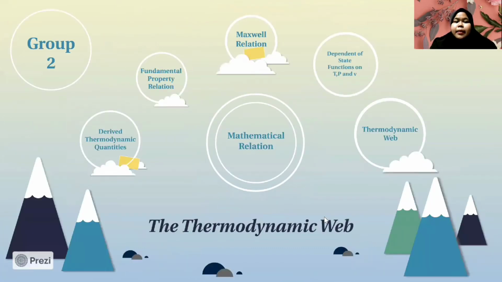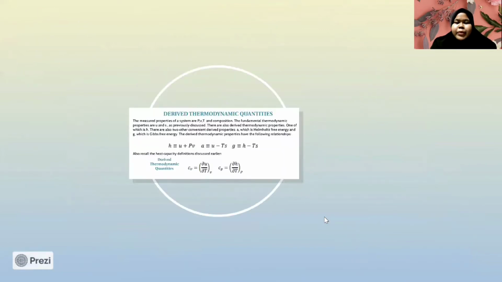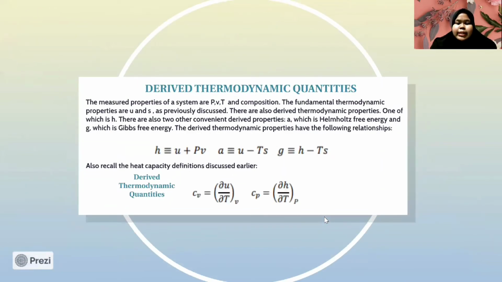Next, I will explain about the derived thermodynamic quantities. Before I go into details about these topics, basically there are 3 categories of the properties. Firstly is measured properties. Second, fundamental properties. And we also have the derived thermodynamic properties. For the measured properties, they are defined as the properties that are directly accessible from the measurement in the laboratory or experimentally derived. So for example, here, the measured properties are the pressure, specific volume, temperature, and also the composition.